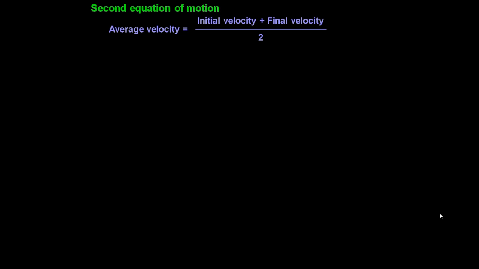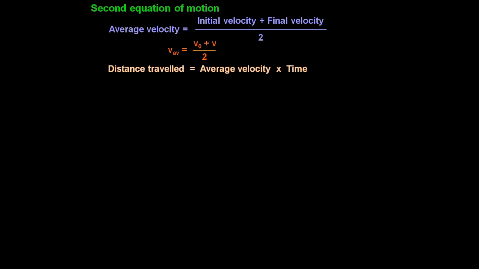What is the second equation of motion? We are going to derive it from average velocity, where average velocity is equal to initial velocity plus final velocity by 2. So V average is equal to V naught plus V by 2, where we take initial velocity as V naught and final velocity as V, or sometimes we can take u plus v by 2. From our previous video we have the average velocity concept, and the distance formula is average velocity into time. Sorry, it is displacement. So displacement is average velocity into time.